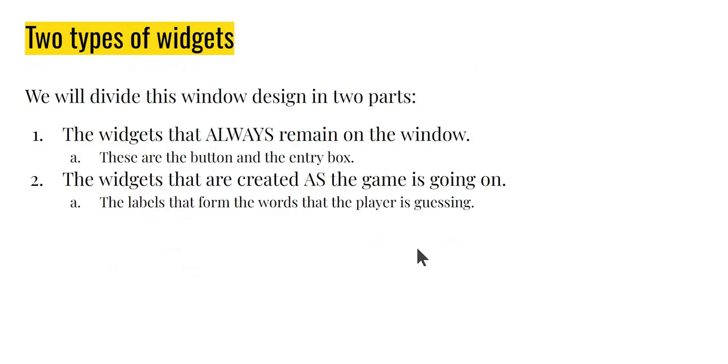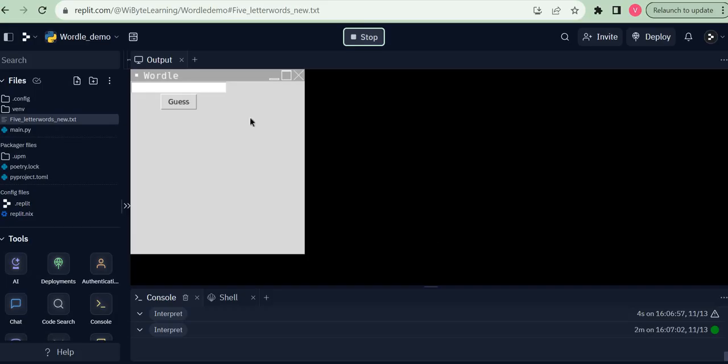So what's going on really is that we have two types of widgets here. We have widgets that always remain in the window, which are the button and the entry box. We have widgets that are created as the game is going on. Basically, these are the labels that form the words that the player is guessing. Now we must ensure that as the game goes on, all of these remain in the right place. Now let's just see this working once.